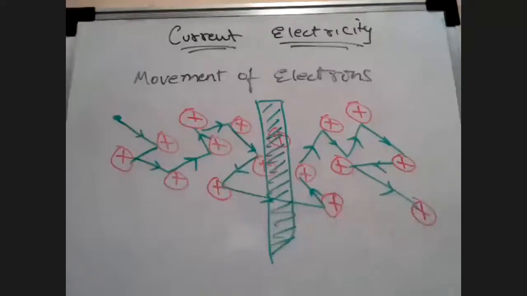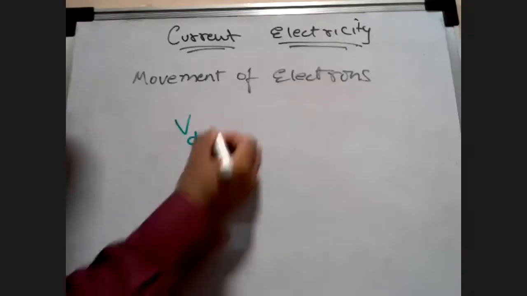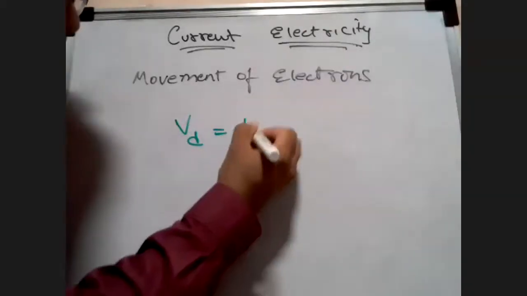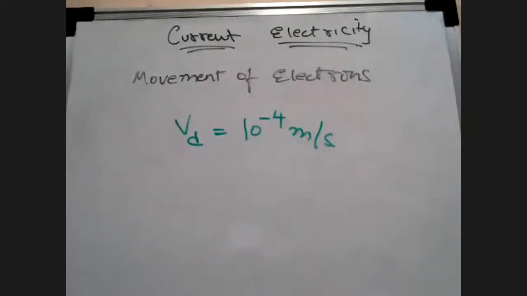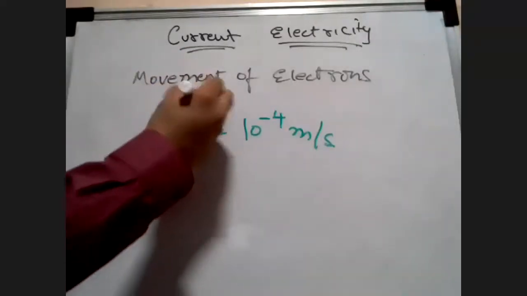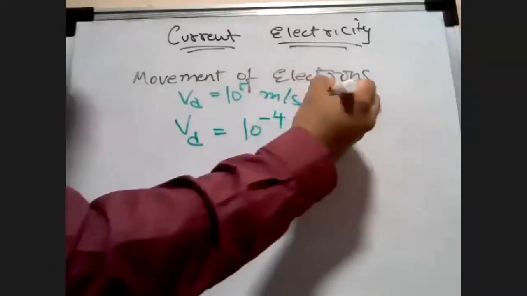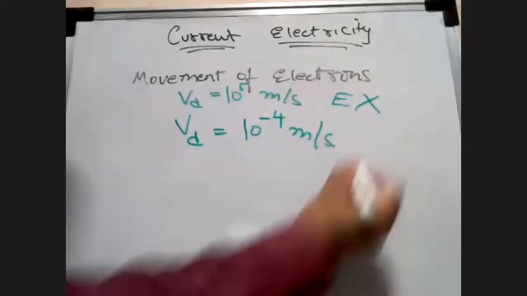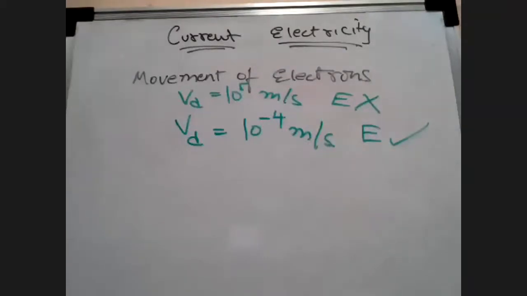As soon as you put the electric field, what will happen? It has been noticed that the velocity of the electrons is 10 raised to minus 4 meters per second. Can you imagine that? Velocity is 10 raised to 5 meters per second without electric field, and with electric field, 10 raised to minus 4 meters per second. So this is drift velocity. Electric field is applied.